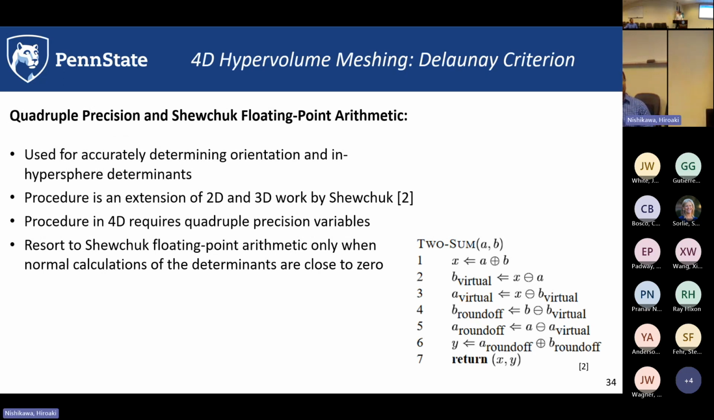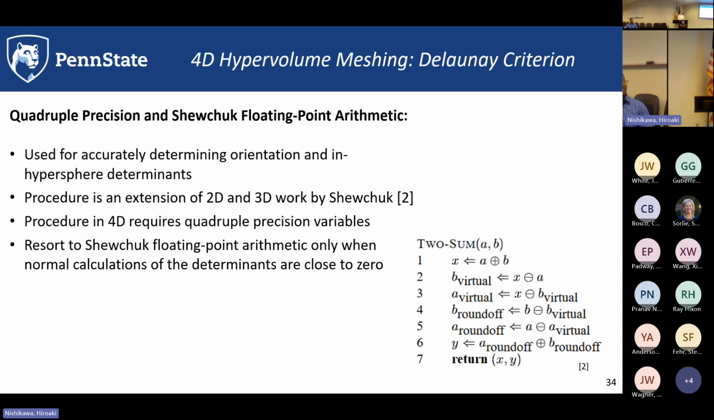So just for a minute, talking about the precision related to this, there's something called Shewchuk floating point arithmetic, which I'm sure some are familiar with. It's a way of accurately calculating these determinants when meshing. Jonathan Shewchuk developed this 20, 30 years back for 2D and 3D, and it's very commonly used. We've upscaled it to work for 4D.